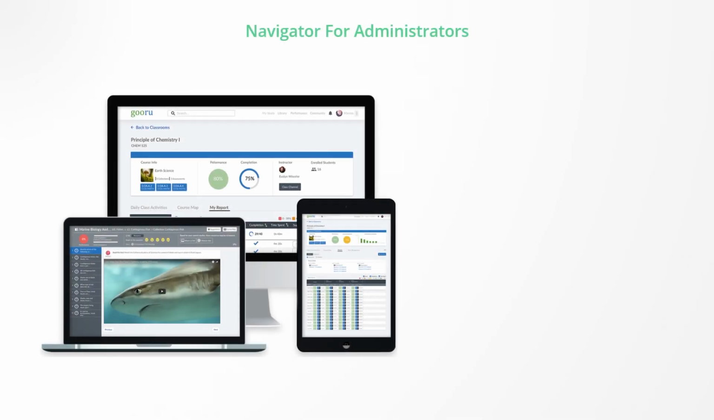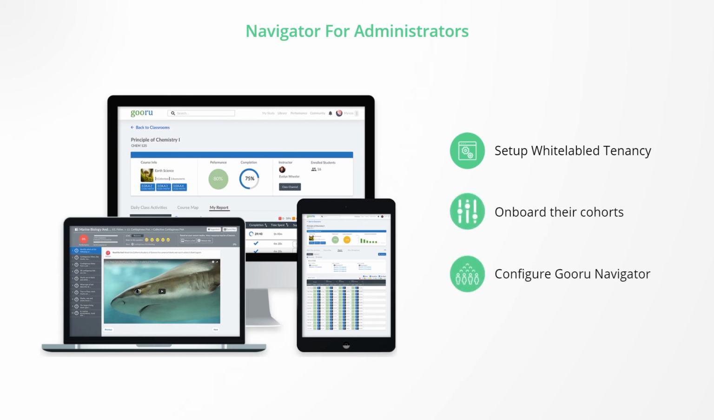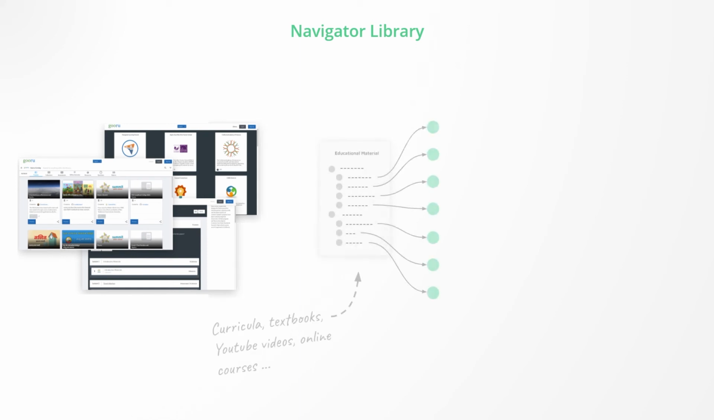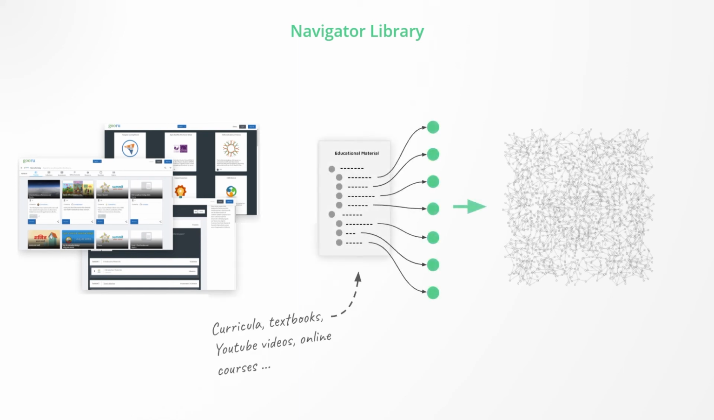Navigator for Administrators is where administrators set up white label tenancies and onboard their cohorts. It's here that they configure Gooru Navigator to their curriculum standards, their local norms and practices. Navigator for Content Developers, which we call Navigator Library, is where competency frameworks are developed and where educational material like curricula, textbooks, YouTube videos, and online courses are mapped to those competencies.